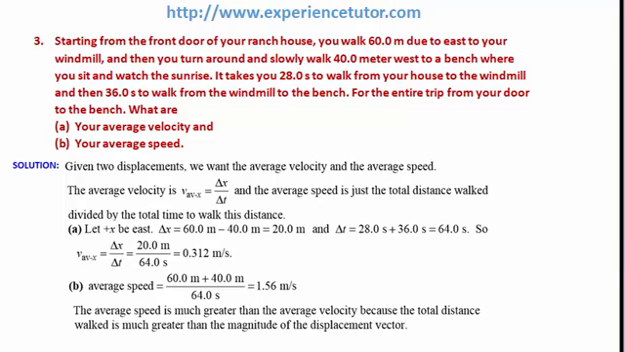Question 3. Starting from the front door of your ranch house, you walk 60 meters due east to your windmill, and then you turn around and slowly walk 40 meters west to the bench where you sit and watch the sunrise. It takes you 28 seconds to walk from your house to the windmill and then 36 seconds to walk from the windmill to the bench. For the entire trip from your home to the bench, what are A. your average velocity and B. your average speed?